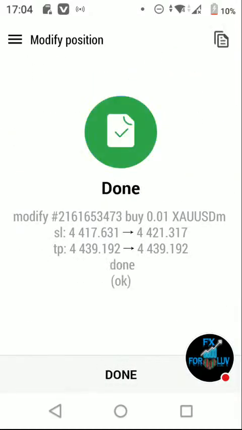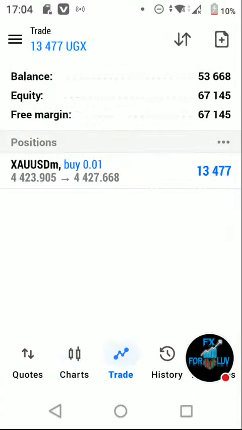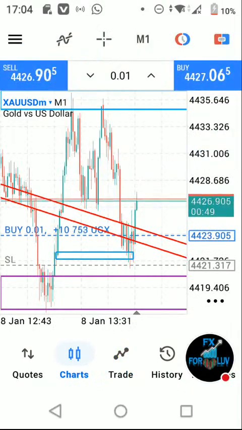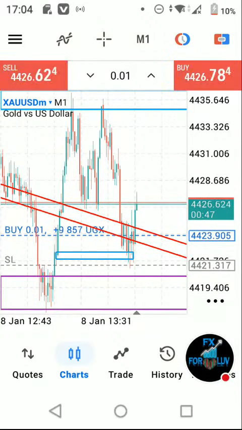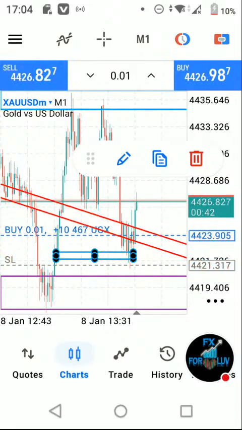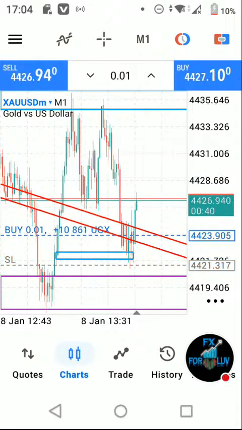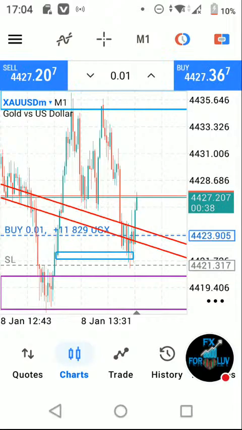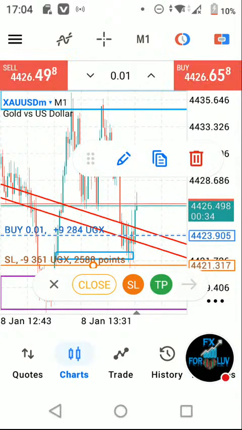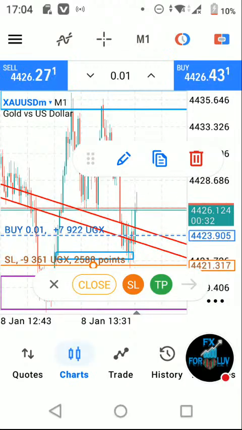I see it's a massive push. 11K already running. So yeah, it could reverse, but worst case scenario, you see I'm locking 9K. So you have to first give room to price to breathe and let price tell you what it wants to do. That is always very important, to let price tell you what price wants to do.